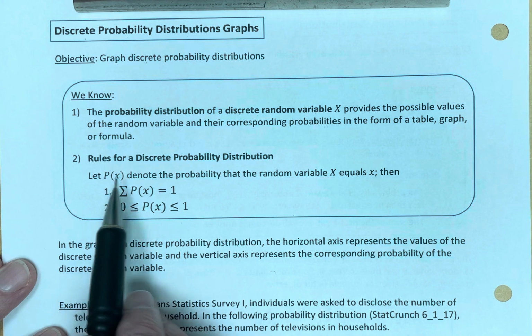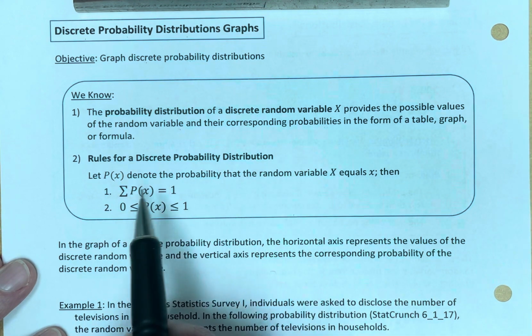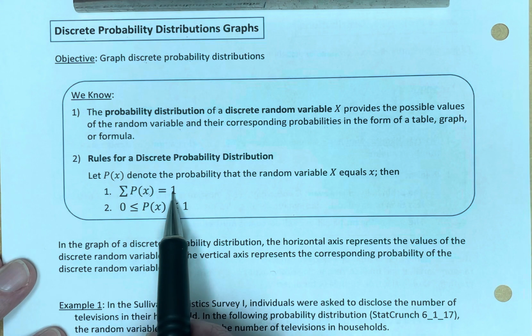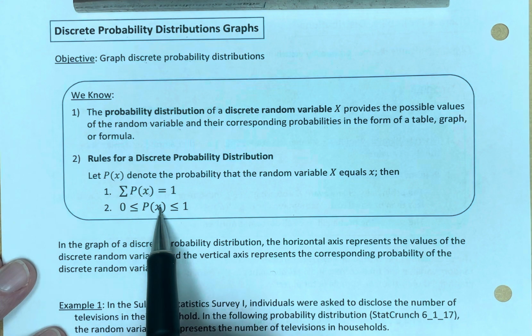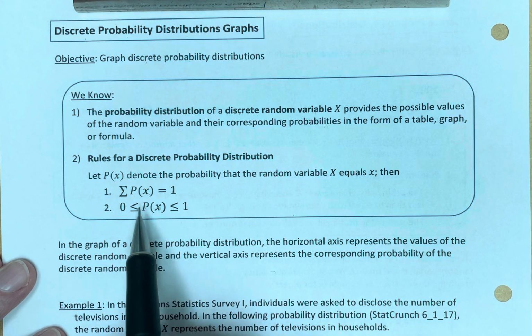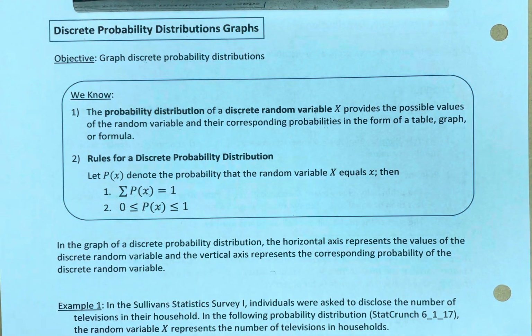If P of x denotes the probability that a random variable X equals x, then the sum of your P of x is going to be 1. The sum of all the probabilities is 1. We want everything to be represented. And the probability of every individual possibility is greater than or equal to 0 and less than or equal to 1.